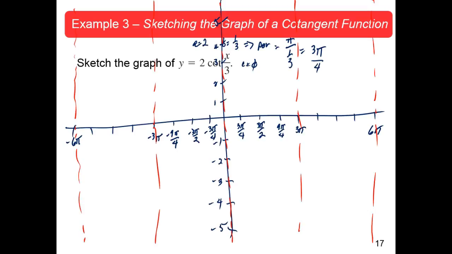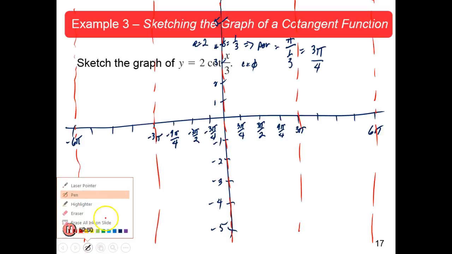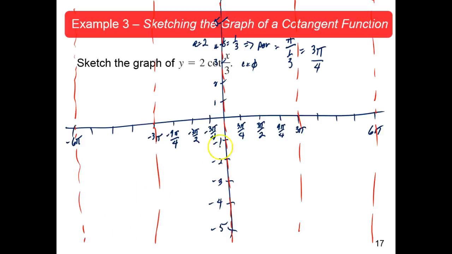And you know for cotangent, it starts at the y-axis, unless there's a phase shift. If there's a phase shift, you start wherever the phase shift is. But this one doesn't have a phase shift, so you start at the y-axis. Now what's halfway between each vertical asymptote? A 0. A 0. A 0. And a 0.